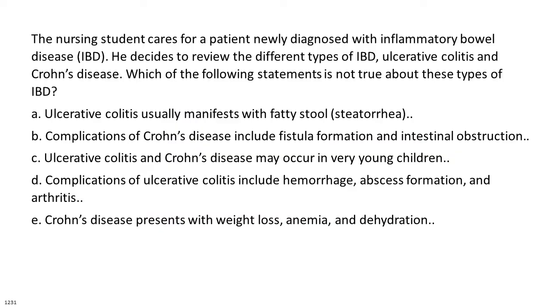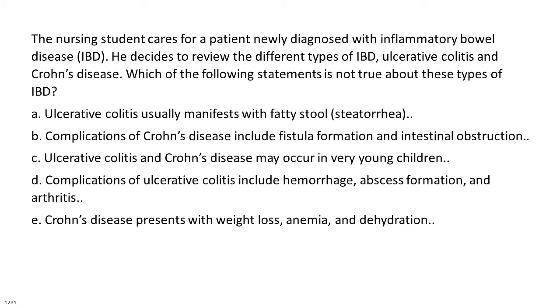The nursing student cares for a patient newly diagnosed with inflammatory bowel disease, IBD. He decides to review the different types of IBD, ulcerative colitis and Crohn's disease. Which of the following statements is not true about these types of IBD?